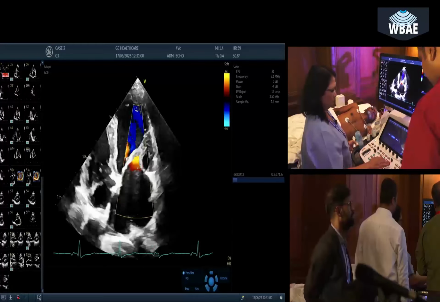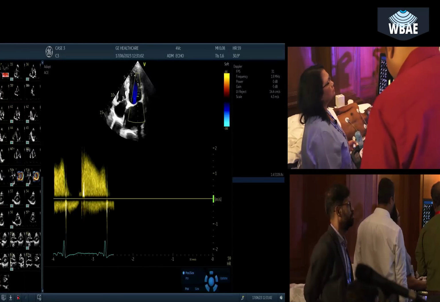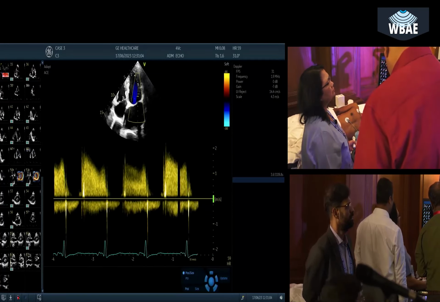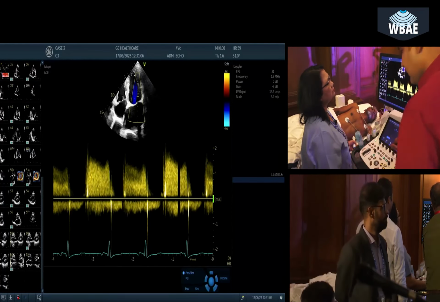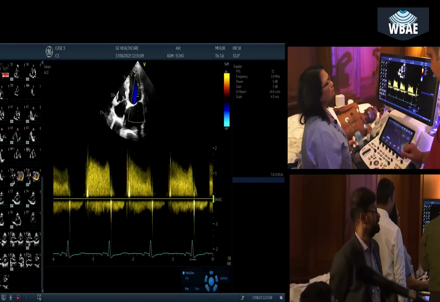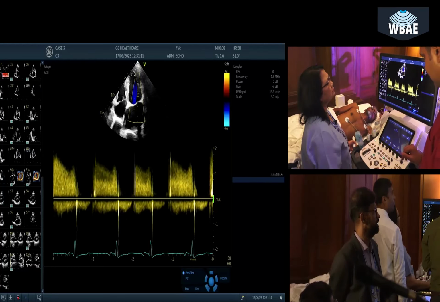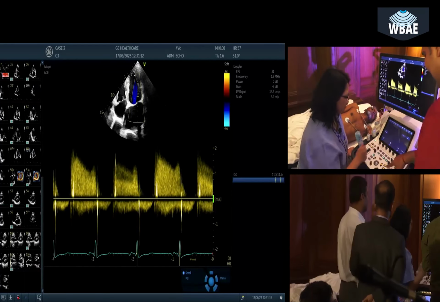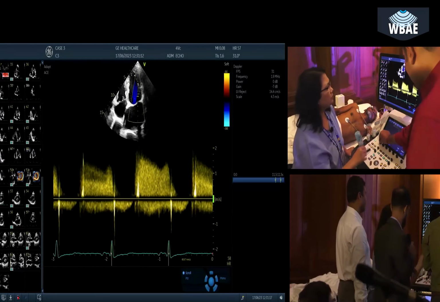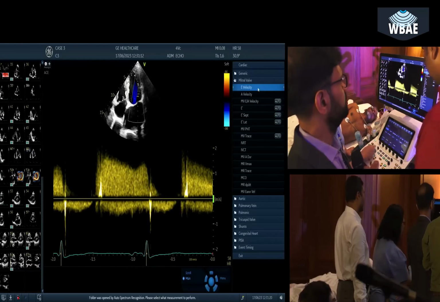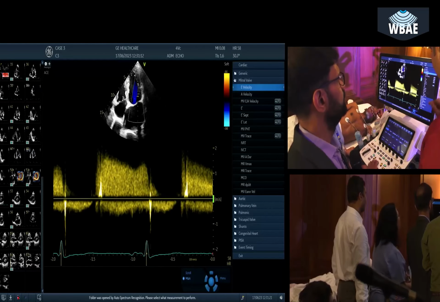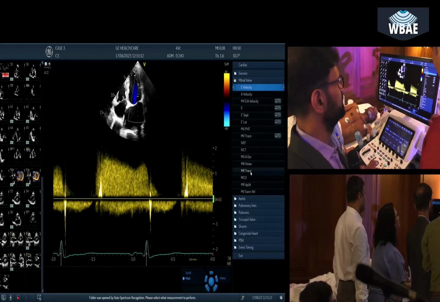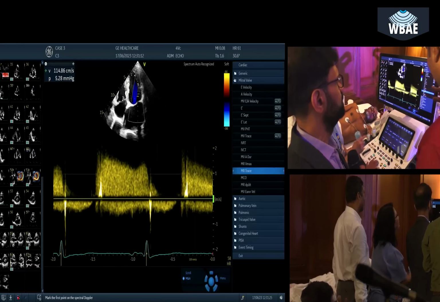CW, get the gradients. Pressure half time. Yeah, which is okay, Dr. Madhu. I think we get going with this. You're doing great. Third beat. Let's do the first or third beat. Measure. Yeah, this is good. And again, you have to go to 100 mm per second speed. Trace. Let us get the gradient overall. Auto trace. And let's trace.